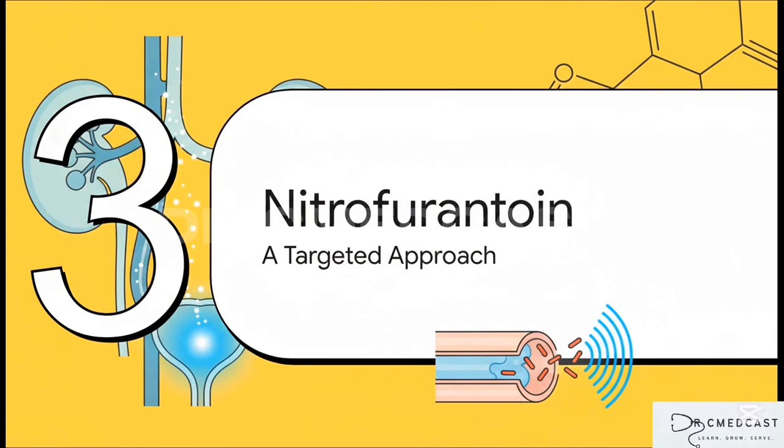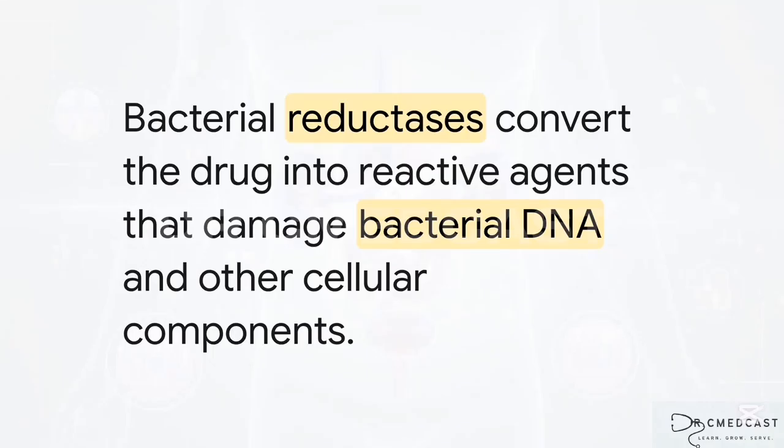All right, let's switch gears and talk about our next drug, nitrofurantoin. This one is really unique. It's not a systemic antibiotic in the way we usually think of them. Instead, it's classified as a urinary antiseptic, which means its action is pretty much confined entirely to the urinary tract. Its mechanism of action is actually pretty clever.